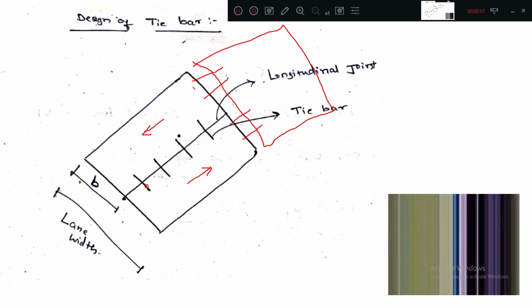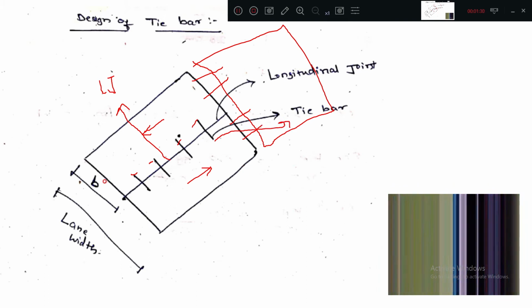So the joint is parallel to the vehicle movement, so that joint, this line, is called the longitudinal joint. To join these joints, the bars which are running across this longitudinal joint, these are called tie bars. That is why I have marked here, these are called tie bars.